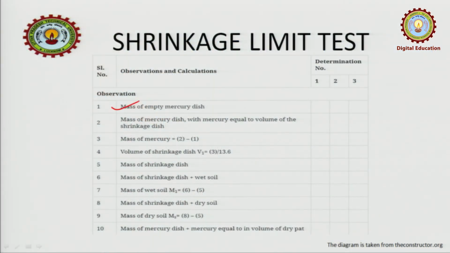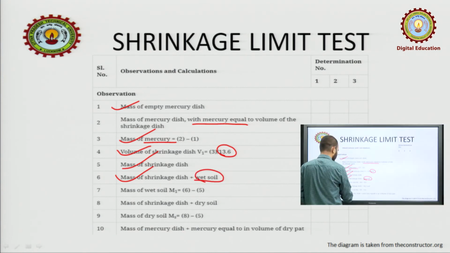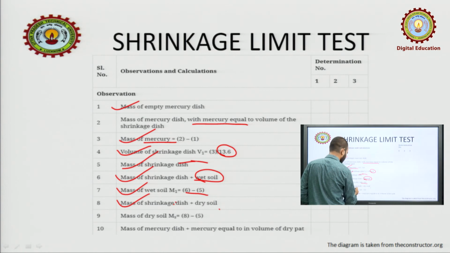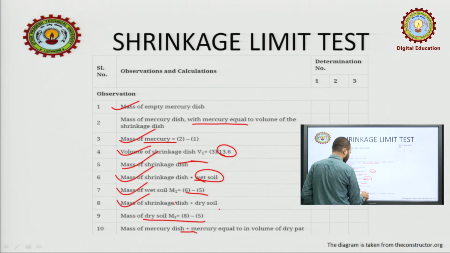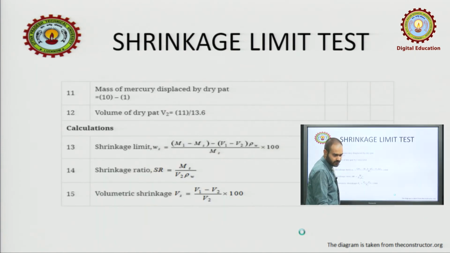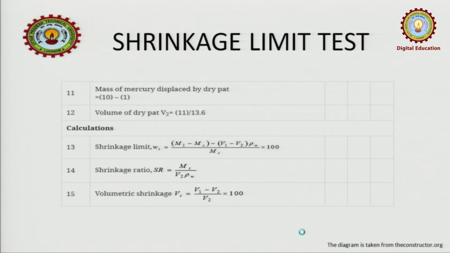First of all, you measure the empty dish, then with mercury. Then subtraction will give you the mass of mercury, then volume of mercury divided by 13.6, then mass of shrinkage dish you can find, mass of shrinkage dish plus wet soil. Mass of wet soil also you know, because you know the mass of this and this. Again after drying, dish plus dry soil you know, dish you already know, so dry soil also you can find out. Mass of mercury dish plus mercury in the dry pad. Volume will also be calculated, then mass of the mercury displaced by the dry pad, which you saw in the last diagram. So volume you can find from there, as I told you.